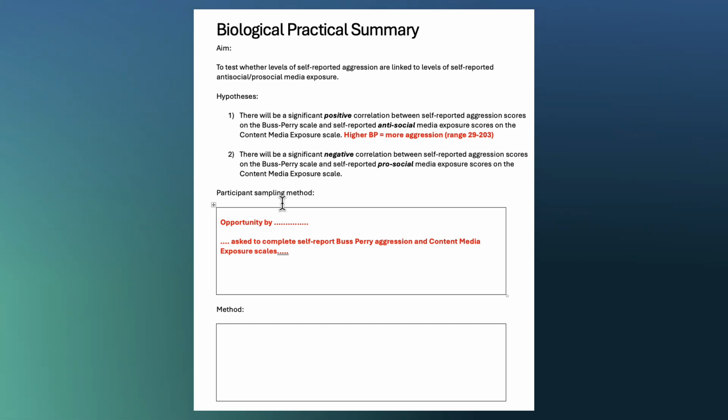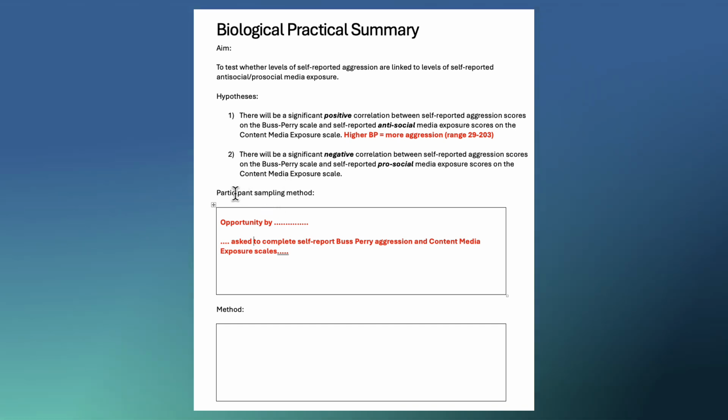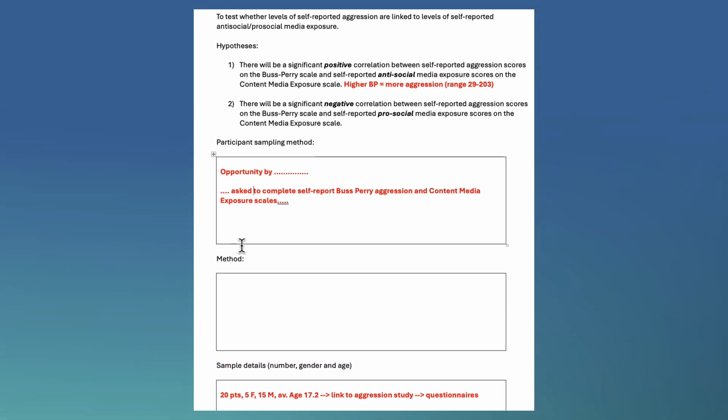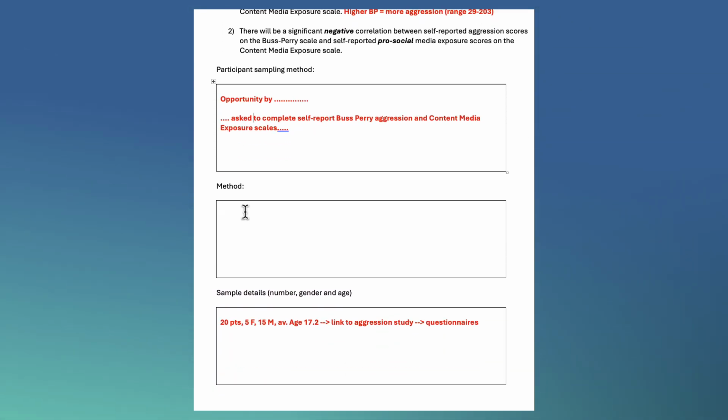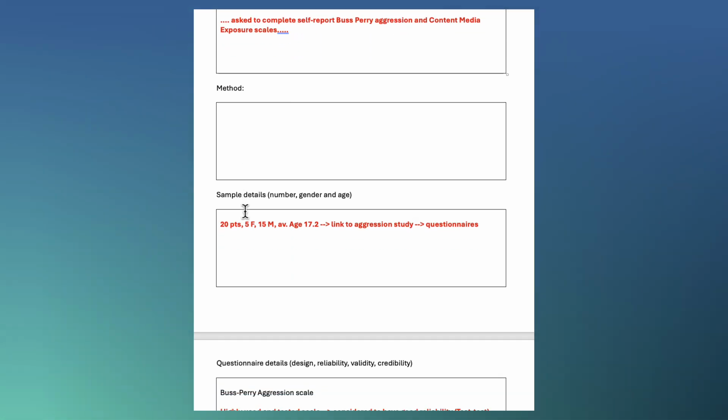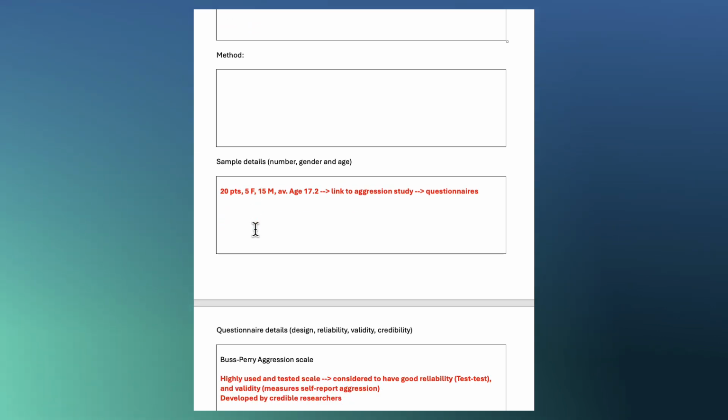It then will talk about what's the participant sampling method, what did I do, how did I do it, how did I collect the data, what did I use. So you talk about the Buss-Perry, etc. What was the detail of the sample? So use your spreadsheet to help you. So I've got my averages there. I could talk about my standard deviations.